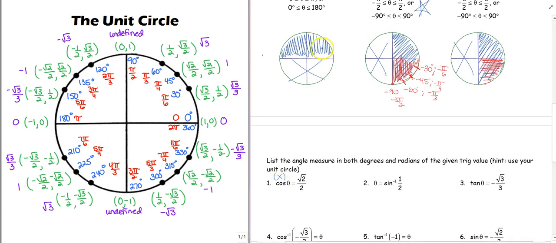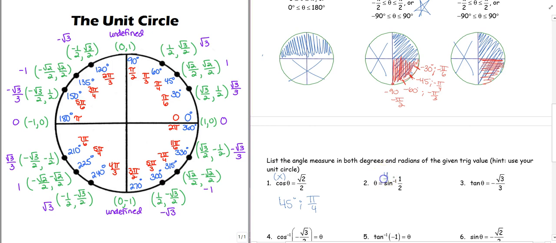Since it's cosine, my answer has to be the angle that falls in quadrant 1 or 2. Not 3 and 4. So I know that it's not going to be 315. Instead, my answer is going to be 45 degrees, which is going to be at pi over 4. When we're doing that inverse trig, we're always going to give our answers in degrees as well as radians.